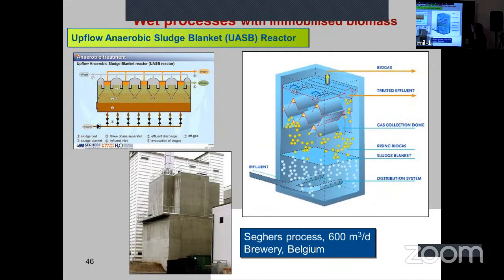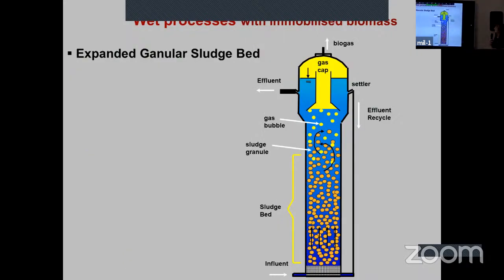Again, some pictures of industrial processes of these UASB reactors. For example, one in a brewery in Belgium. You can also fix the biomass on some supports. They can be either mobile or fixed.